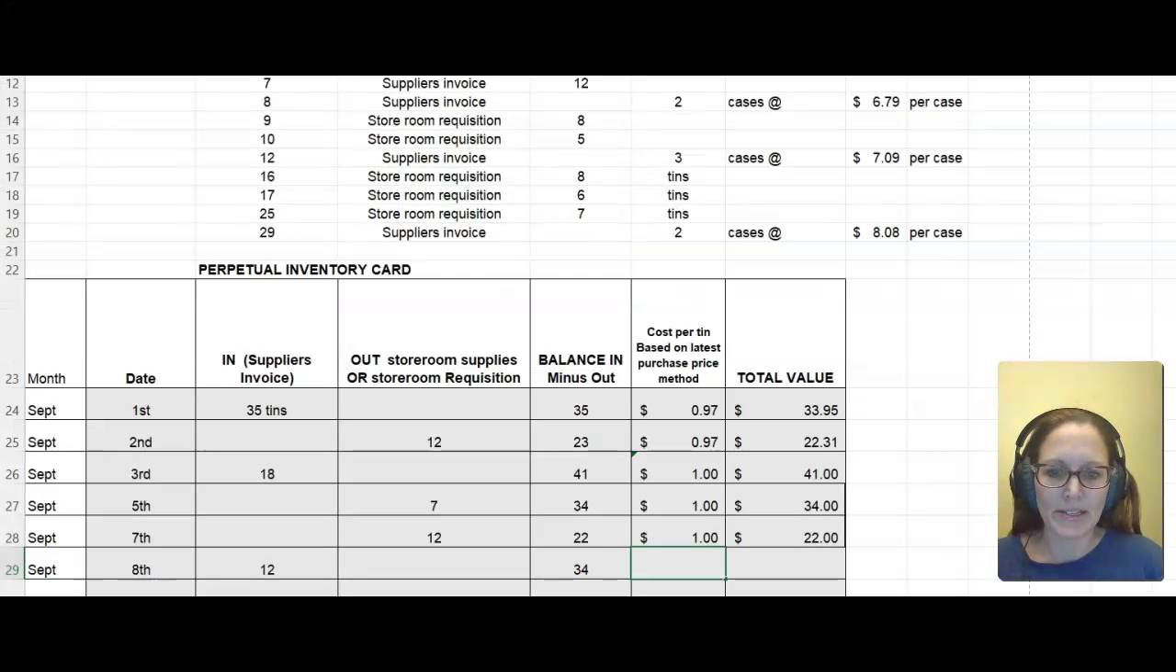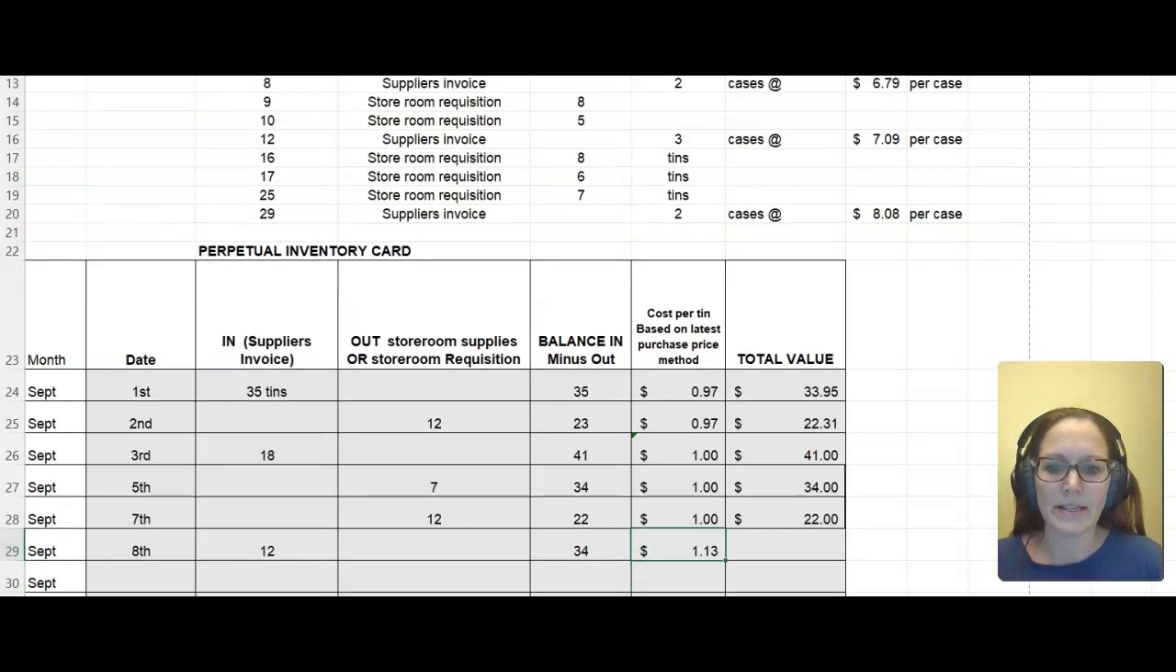So again, we're adding some more tins. This time it's $6.79 per case. There's still 6 cans per case. So we're doing equal sign 6.79 divided by 6. And that gives us $1.13 per case, or per tin, sorry. And then we're doing our 34 cans times the $1.13. Press enter, so we get $38.48, and we look at our handwritten calculations, it should be $38.42.